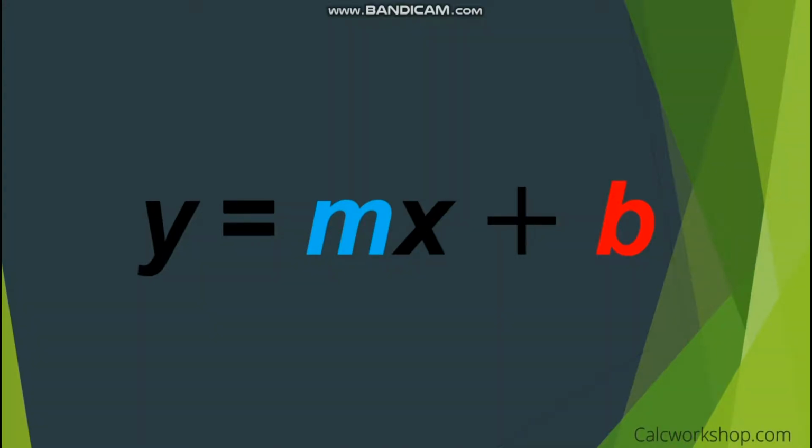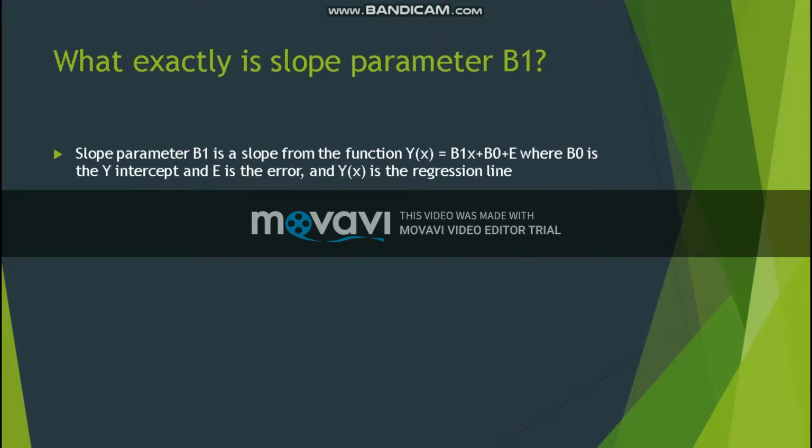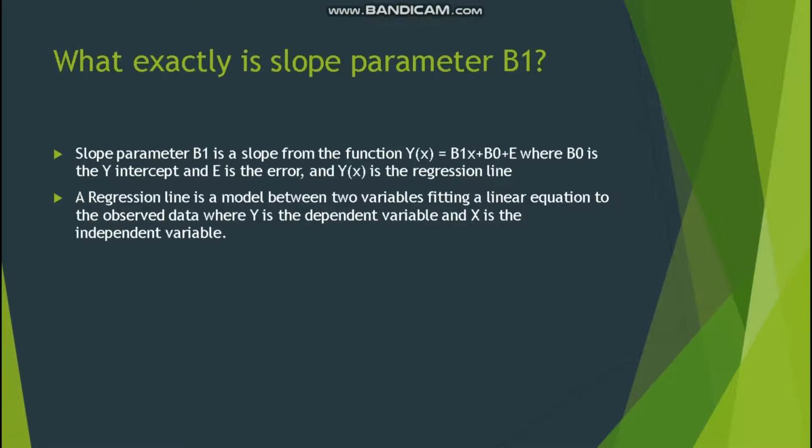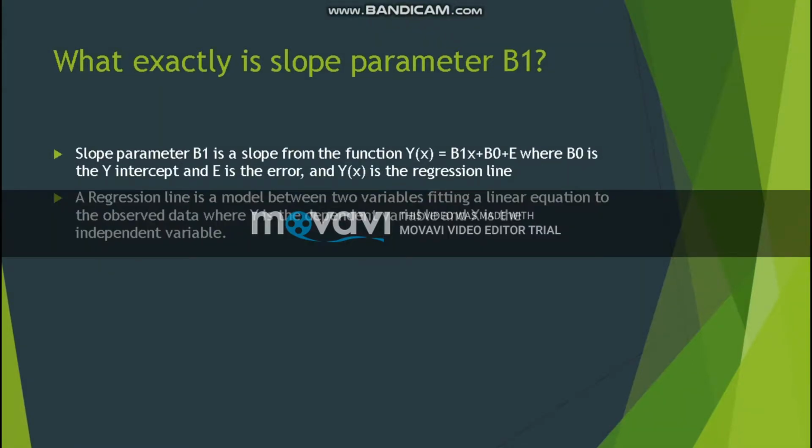Well, you may have guessed it from the title, but slope parameter B1 is indeed a slope, and it is the slope of a regression line between two variables, which is the actual definition. The equation for a linear regression is y is equal to b1x plus b0 plus e. Does this seem familiar? Well, of course it does, because it is a slope-intercept form where b0 is the y-intercept and e is the error.